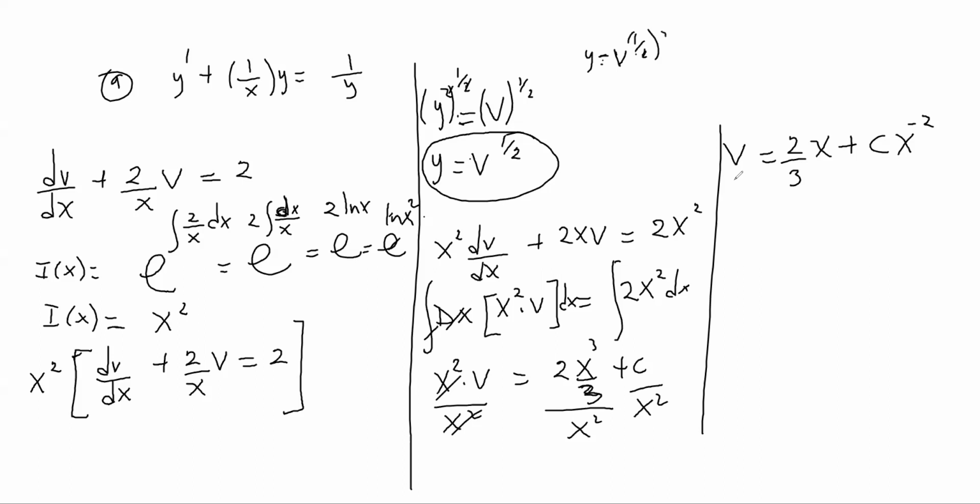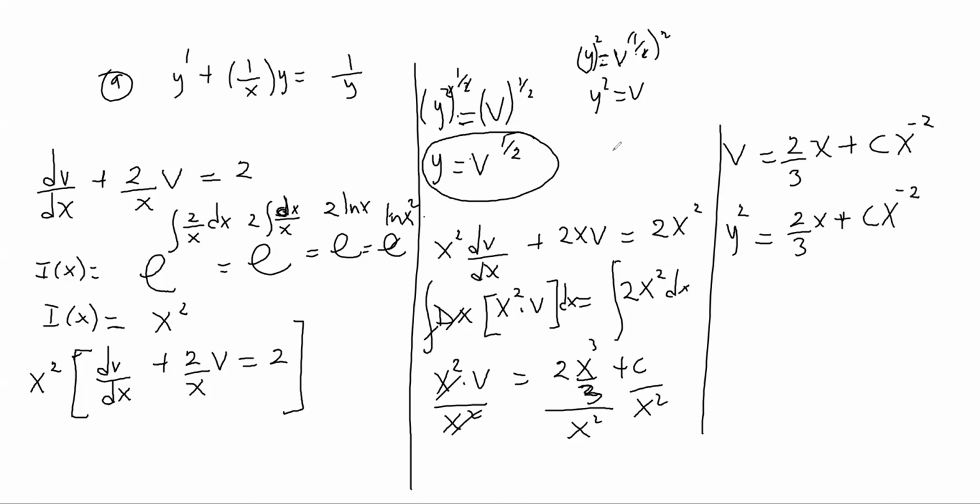If I times here by 2, and I times here by 2, this can cancel this, so I have y squared will be equal to v. So in other words, v is equal to y squared. So wherever I see v, I put y squared is equal to 2 over 3 x plus c x raised to the negative 2.